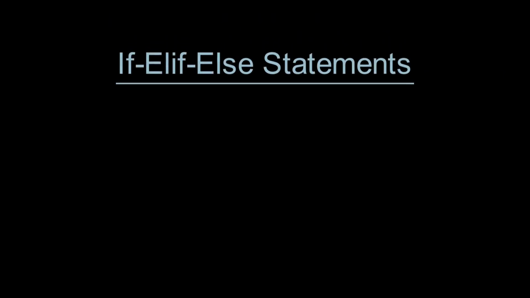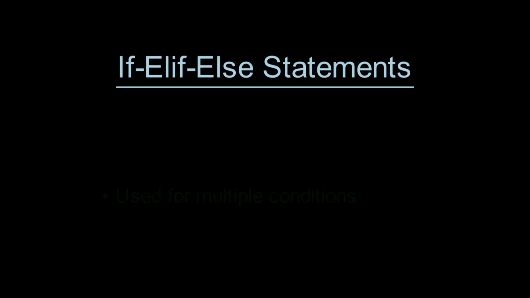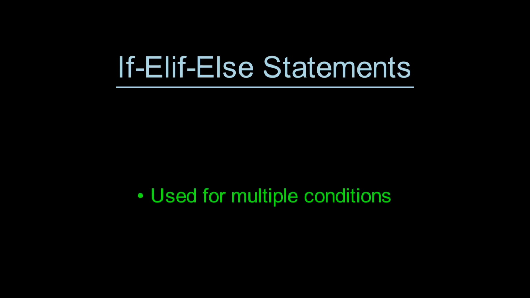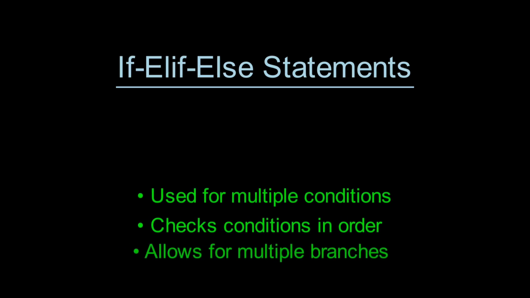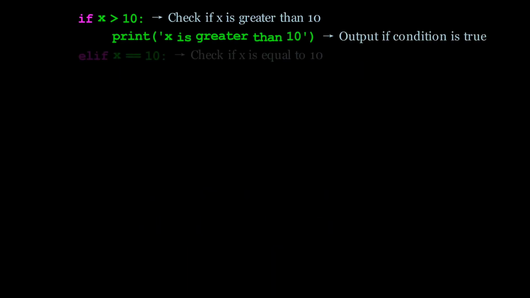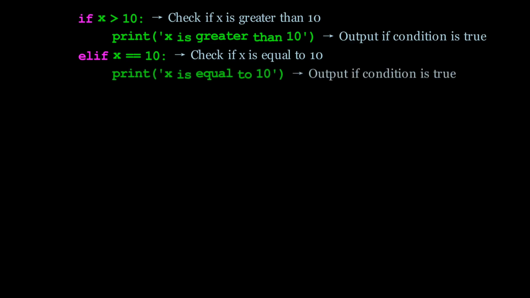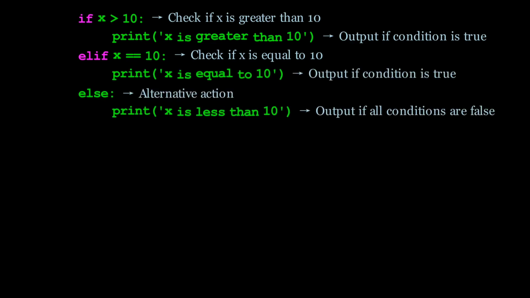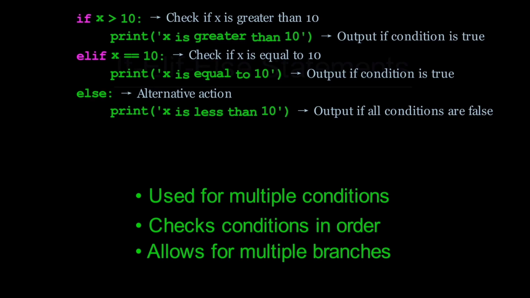Now let's explore if-elif-else statements. These statements handle multiple conditions in sequence, checking each one until a match is found. This creates a multi-branch decision structure where only one branch will execute. In our example, we first check if x is greater than 10. If that is not true, we check if x equals 10. If neither condition is true, the else block executes as our default case.